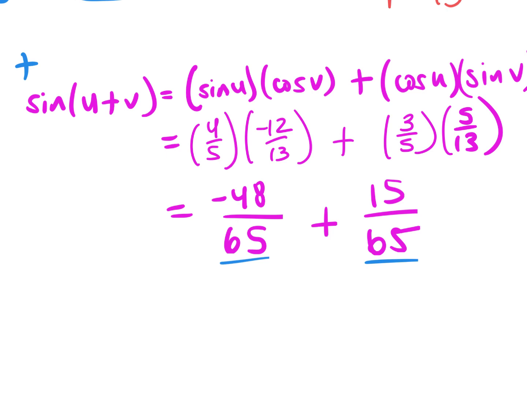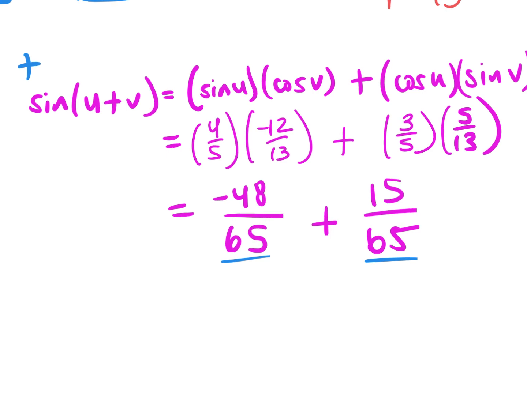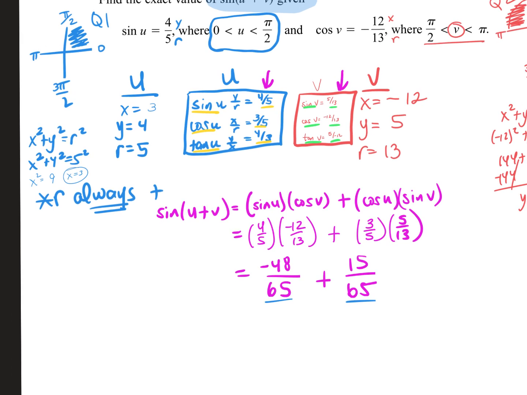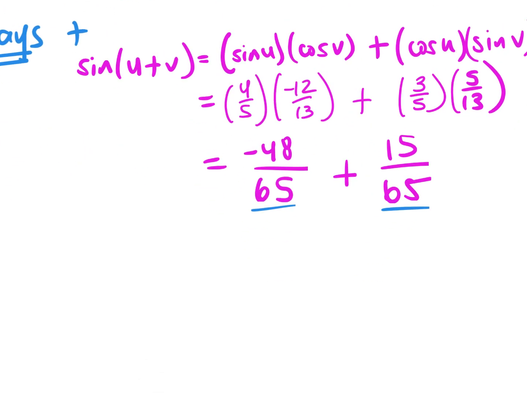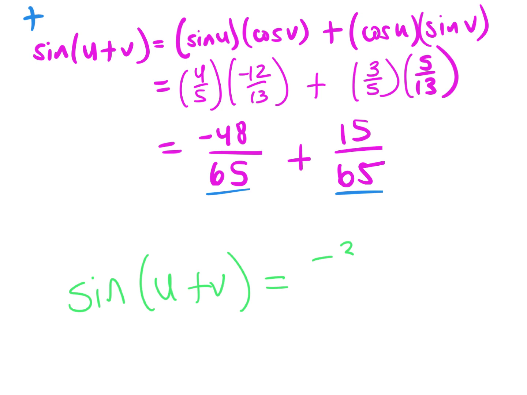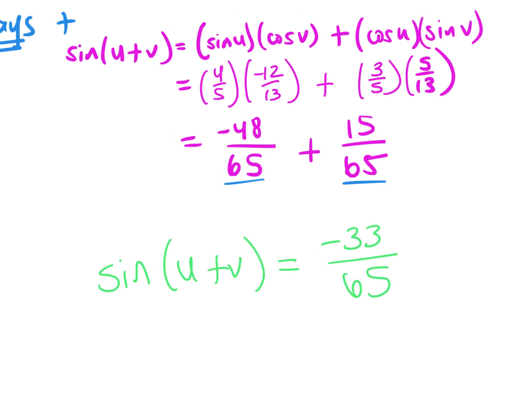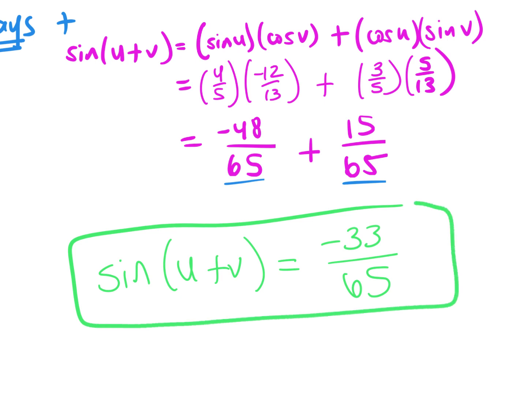Do you guys notice how the denominators are the same? That should happen every single time. If it doesn't, you need to go back up here and say, wait a second, I messed up somewhere. I messed up one of my signs. I messed up one of my ratios, whatever. But now, what's my last step? You're going to simplify. So the sine of u plus v is negative 33 over 65. And we always see if we can do what? Always try and simplify.